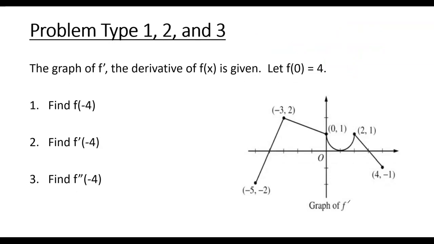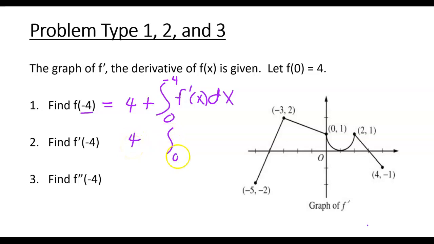to find f of -4, we're going to take our starting amount and add to it the integral from 0 to the number we want to plug in there, which is -4. All right. Now you may notice that these numbers here are backwards, and so because of that we need to switch them around, and as a result we'll put a negative in the front.